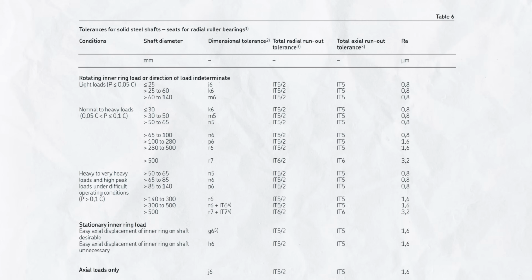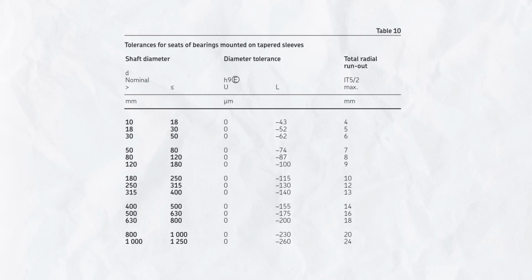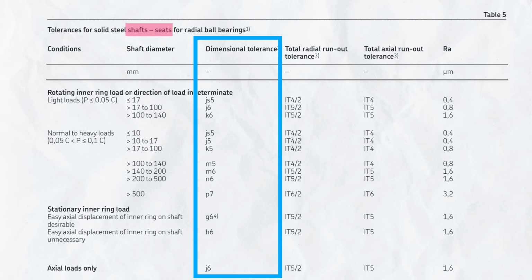Likewise, there are tables for the roller bearings, table number 6, for the thrust bearing, table number 9, and tapered sleeve, table number 10. In this video, I will only explain for the ball bearings because the procedure is the same for other types of bearing. So this table is for shaft seat. And at this moment, let's only focus on dimensional tolerance.